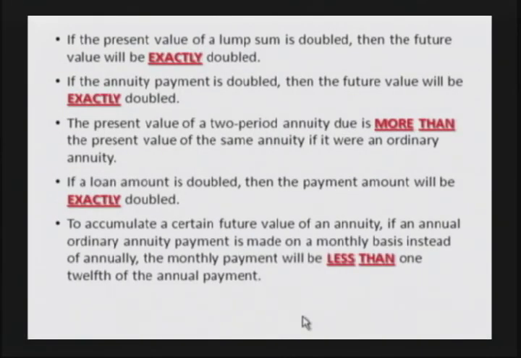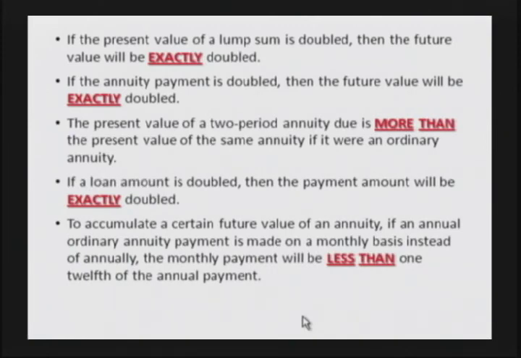To accumulate a certain future value of an annuity, if an annual ordinary annuity payment is made on a monthly basis instead of annually, the monthly payment will be less than 1/12 the annual payment. So when you make an annual loan payment, then if you decide to pay on a monthly basis, if you kept paying 1/12 of that annual loan payment, then you'll pay the loan down even faster because that monthly payment will chip away at the principal more quickly.